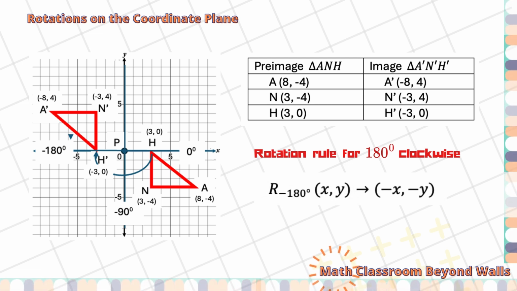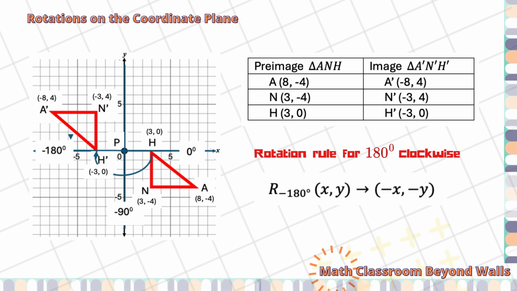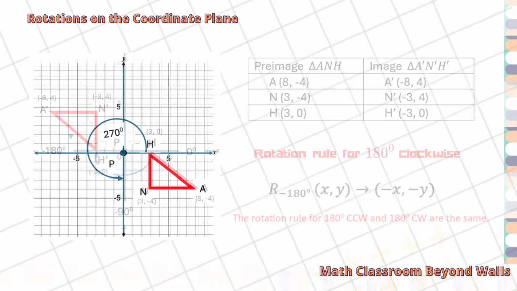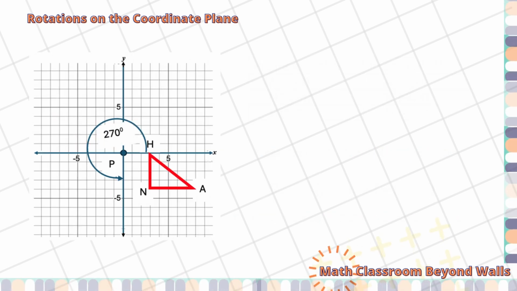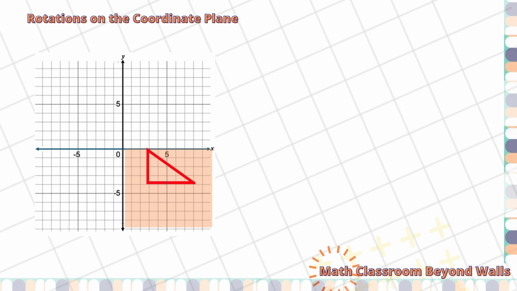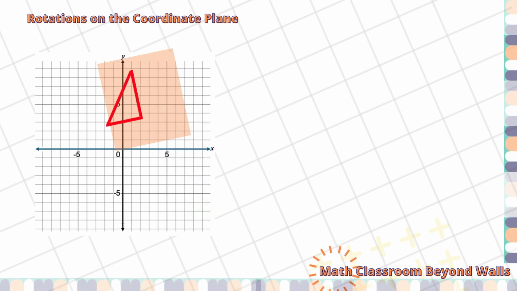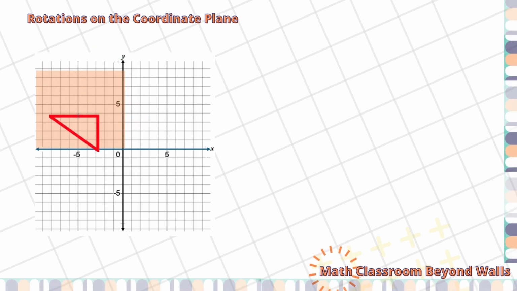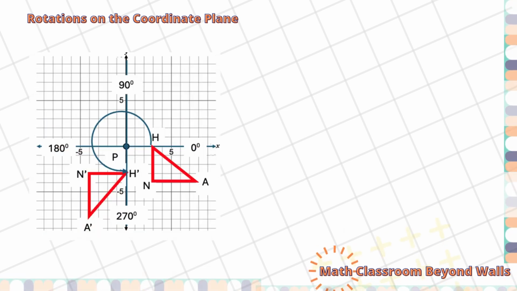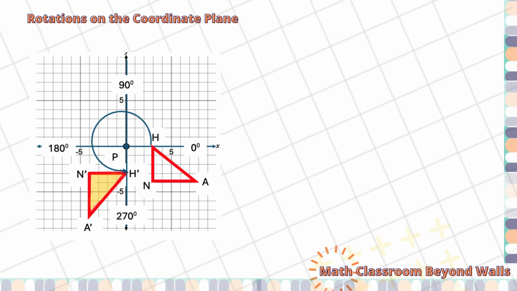Learner, how will you compare this rotation rule with that of the 180 degrees counterclockwise rotation rule? You are correct. They are the same. Let us now rotate triangle ANH 270 degrees counterclockwise. After the rotation, this is where triangle A prime N prime H prime, the image, is located.